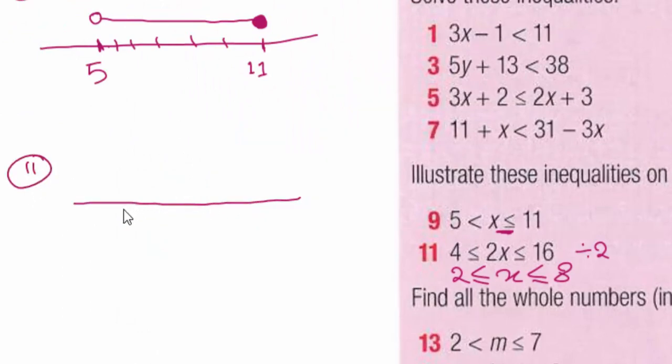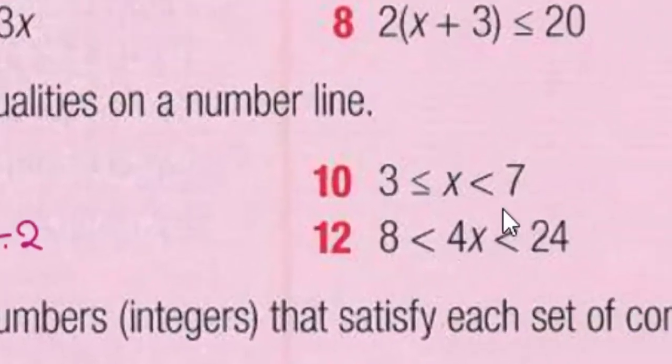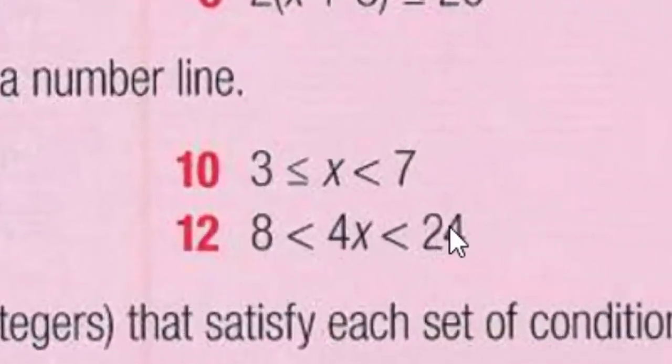A straight line marked 2, and of course 8 is on the right side of 2. 2, 3, 4, 5, 6, 7, and 8 is around here. Both signs are with equal. It means both sides of the line should end up with closed nodes. Done. And question 12, we can divide all of these numbers by 4.